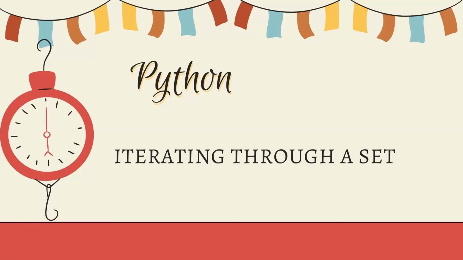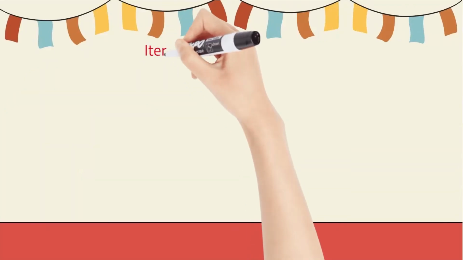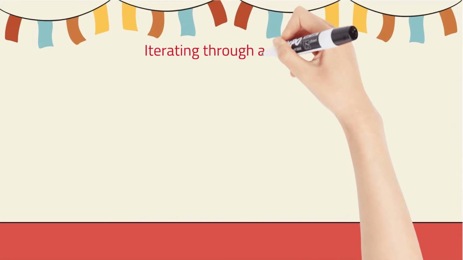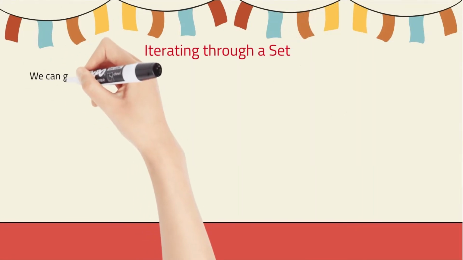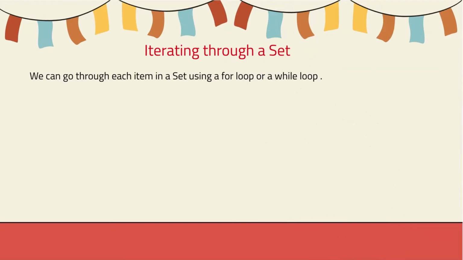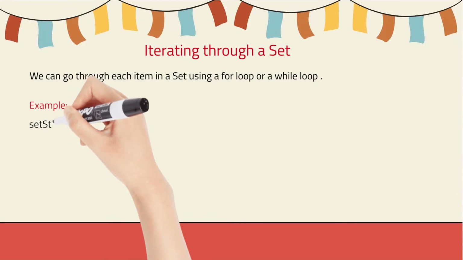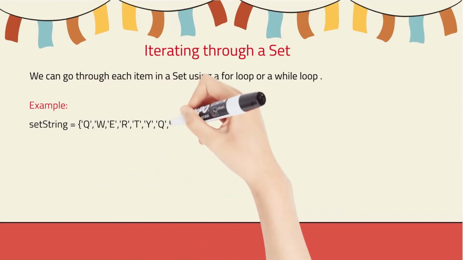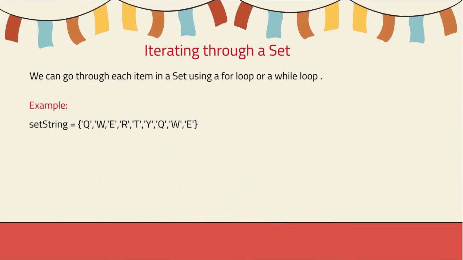In this video we will discuss how to iterate through the elements of a set. A set can be iterated using either a for loop or a while loop. For example, the set named setString contains 9 elements separated by comma.